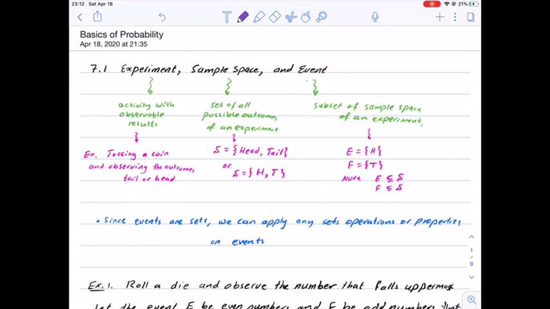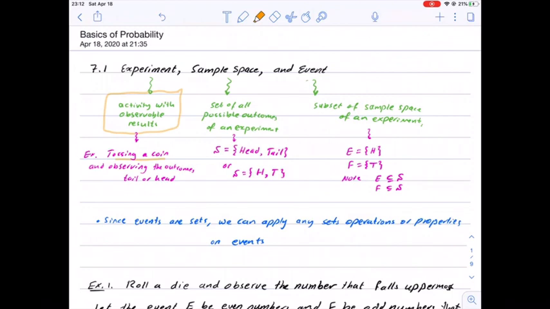In this lecture, we discuss basics of probability, and we start with some basic concepts like experiment, sample space, and events. And so let's start with experiments. What do we mean by experiment? Experiment is an activity with observable results. For example, tossing a coin and observing the outcomes, tails or heads.